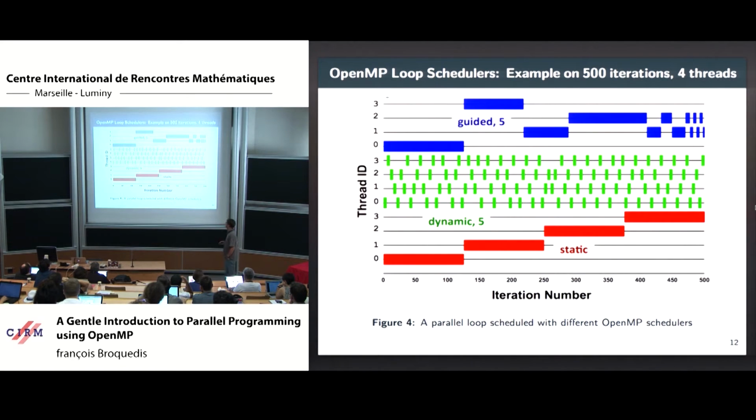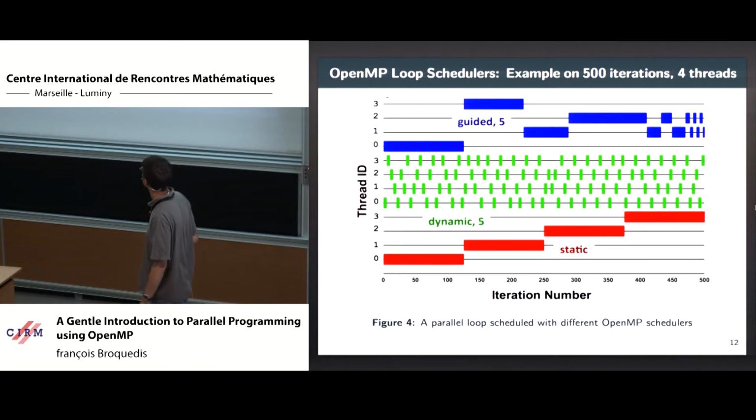Another example of OpenMP loop schedulers with a loop involving 500 iterations on 4 threads. If you use the static scheduler, you end up with something like this, which is pretty much the same thing that I presented on the previous slide. If you use a dynamic scheduler with a chunk size of 5, this means that you will divide your loop in chunks of 5 iterations, put all the chunks into some kind of stack or queue, and the threads of the OpenMP parallel region will steal chunks to execute the whole loop. Okay, so it's very dynamic, you can see here.